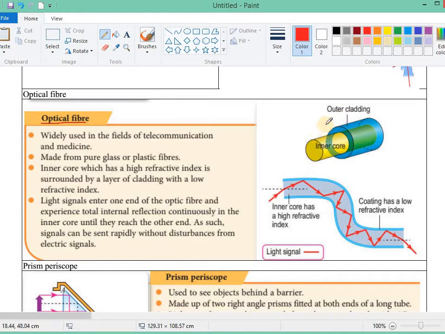So this inner core has a high refractive index. This outer cladding has a low refractive index. Basically, this outer cladding is a material that represents or replaces air. So when the light goes inside the inner core, it will experience total internal reflection multiple times. Reflect, reflect, reflect, like this.